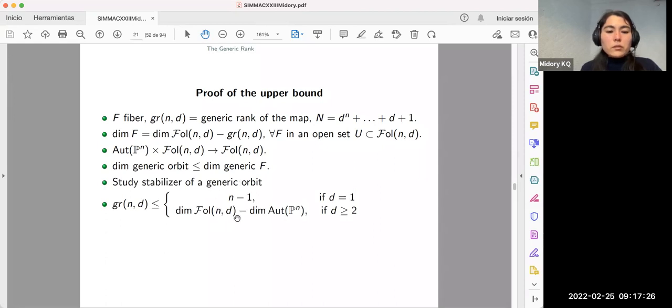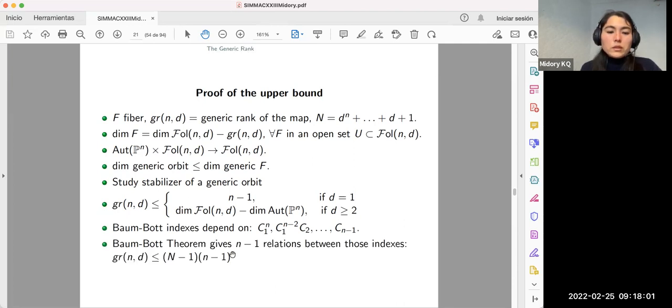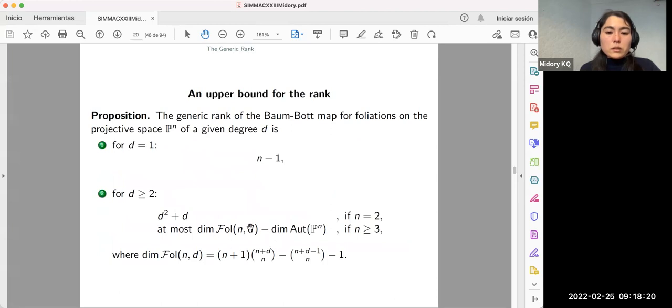Depending on that, we get that for degree 1, the generic rank can be at most n-1. And for degree greater or equal than 2, the dimension of the space of foliations minus the dimension of the automorphisms, because here the stabilizer is just the identity, so that's why we get this. Also, we see that any Bott index depends on these n-1 indexes. And the Bott theorem gives us n-1 relations between these indexes. So we have another bound. We have this bound, and if we take the minimum, we get the result. So we get this upper bound.